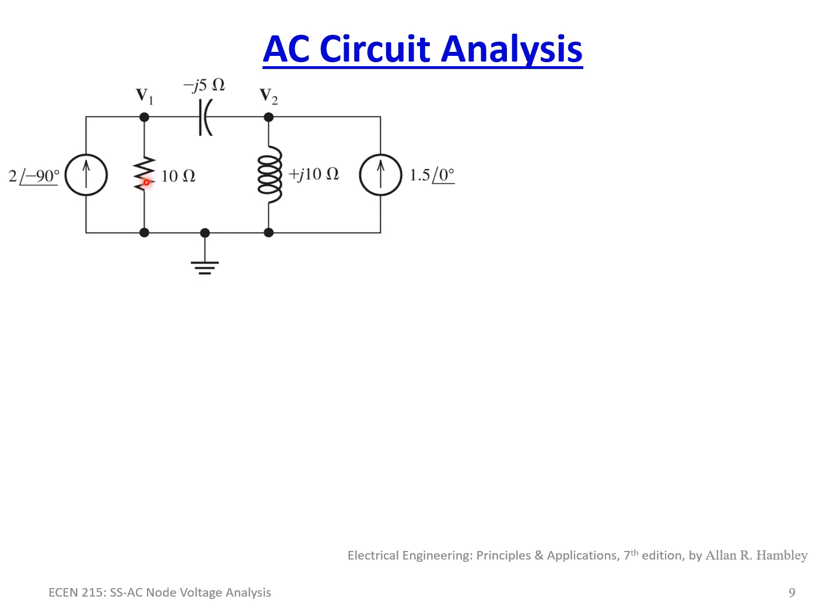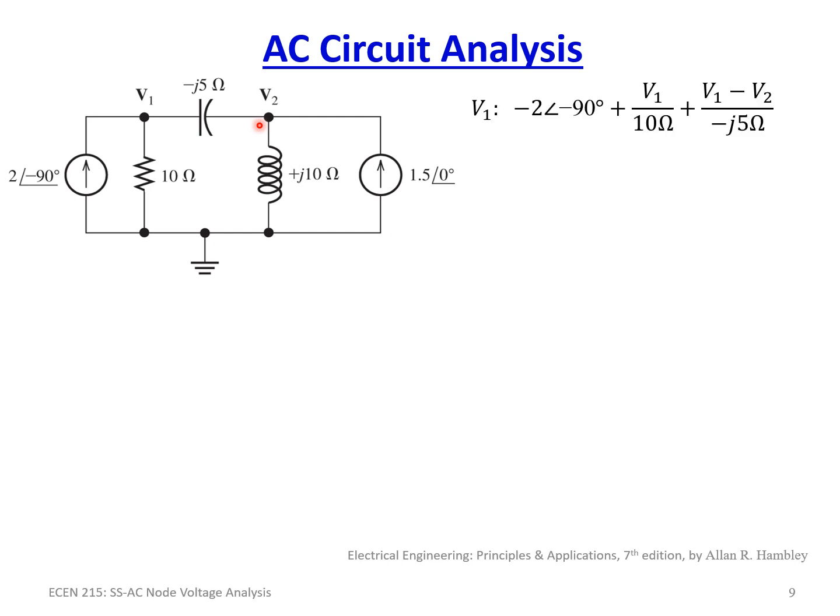So we have the current that's going through here, going from V1 to the reference, plus we've got the current going through this capacitor to V2. So that'd be V1 minus V2 divided by minus J5 ohms. And you add that to the current that is leaving V1 in this branch, which is minus 2 because it is opposite of this current direction, because this current's going into the node. So leaving would be minus 2 amps with a phase shift of minus 90 degrees.